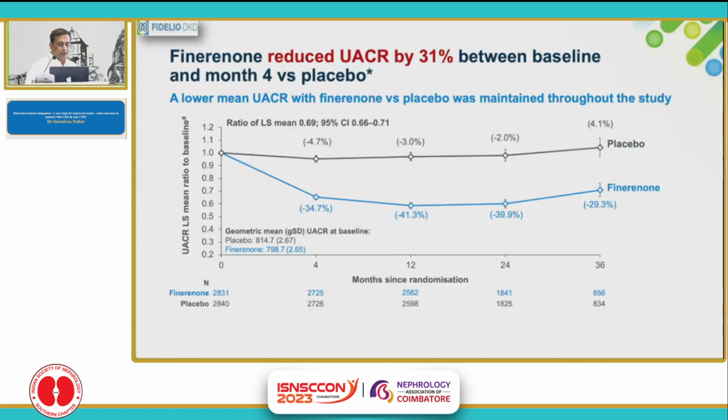Finerenone reduced urine albumin creatinine ratio by 31% between baseline and month 4 versus placebo. One of the ways to look at the efficacy of the molecule that is being used is by looking at the UACR. So this shows that the molecule is working because the effect on the GFR takes a longer period of time. So when you start finerenone in your patient, one way you can monitor is by monitoring the UACR.